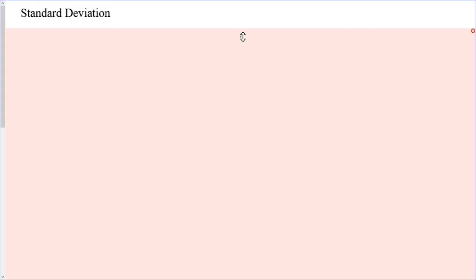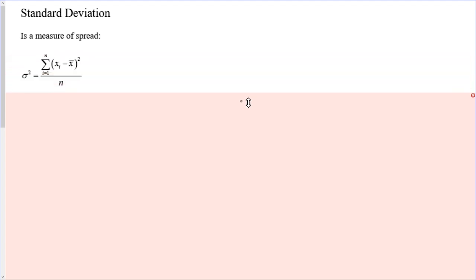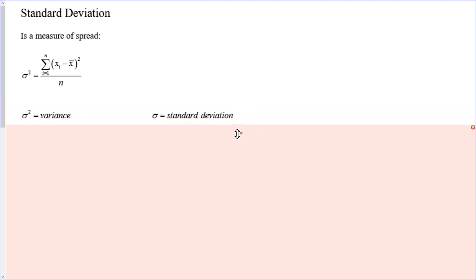Quick reminder about standard deviation. Right, so what standard deviation is, it's a measure of spread. We're going to get given the following formula, all right? And in fact, this formula is actually for what we call variance, all right? So in order to get our standard deviation from this formula, we actually have to square root variance. Right, now this formula looks more intimidating than it really is.